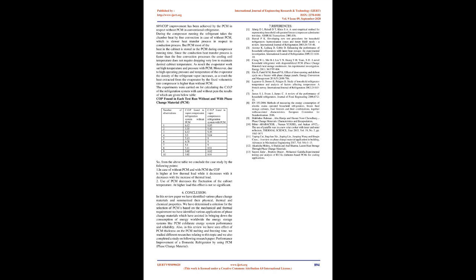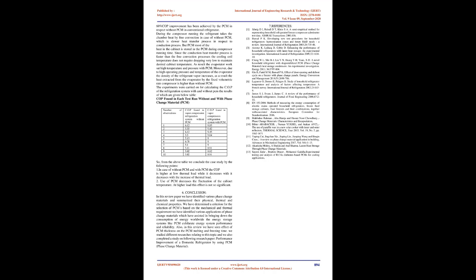During the compressor running, the refrigerant takes the chamber heat by free convection in the case without PCM, which is a slower heat transfer process in respect to conduction. But with PCM, most of the heat in the cabinet is stored in the PCM during compressor running time. Since the conduction heat transfer process is faster than free convection, the cooling coil temperature does not require dropping very low to maintain the desired cabinet temperature. As a result, the evaporator works at high temperature and pressure with PCM. Moreover, due to high operating pressure and temperature of the evaporator, the density of the refrigerant vapor increases. As a result, the heat extracted from the evaporator by the fixed volumetric rate compressor is higher than without PCM.